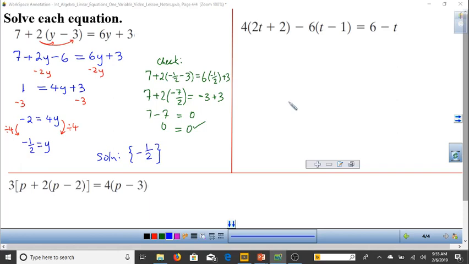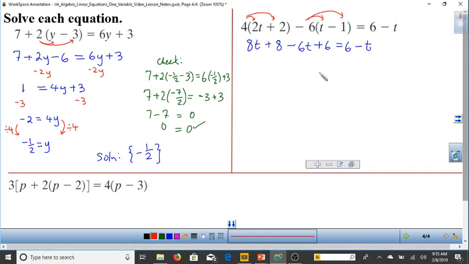4 times t plus 2 minus 6 times t minus 1 is equal to 6 minus t. We distribute the 4 to each thing in the parentheses. Likewise, we will distribute the negative 6. And we'll get 4 times t is 4t, and 4 times 2 is 8. Negative 6 times t is negative 6t, and negative 6 times negative 1 is positive 6. And we have a 6 minus t on the right side.